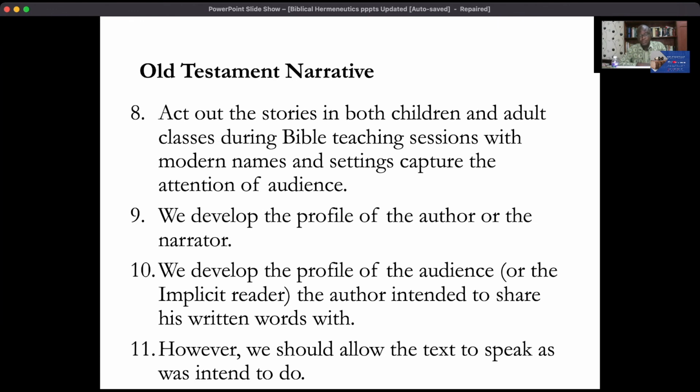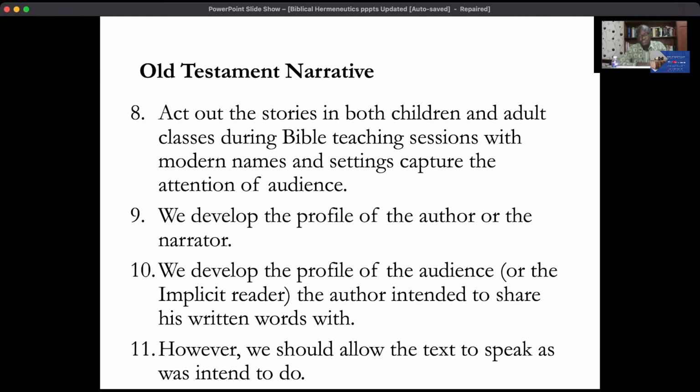We can also develop the profile of the audience. Here we are talking about the audience that the author had in mind when he was telling the stories. In other words, he told the stories expecting some people, the Jewish community and later generations, to read the story, and after reading it, he wanted the audience to demonstrate some change. So try to see if you can appreciate the profile of the audience that the author had in mind as he was writing the story.